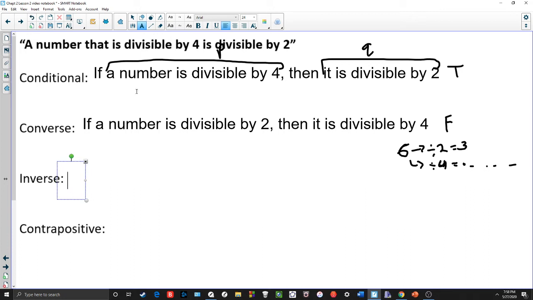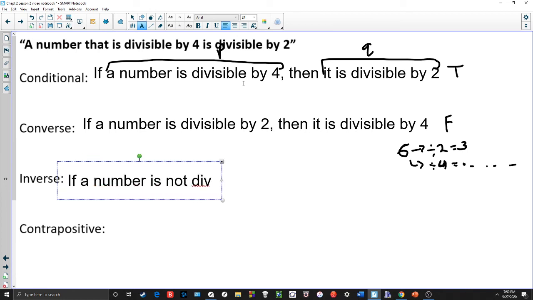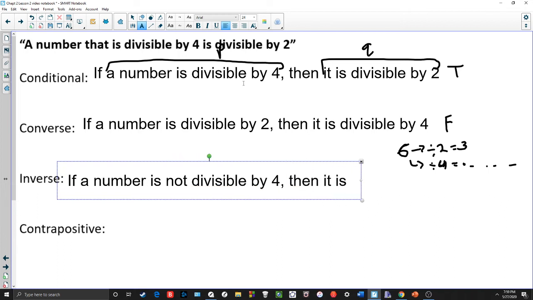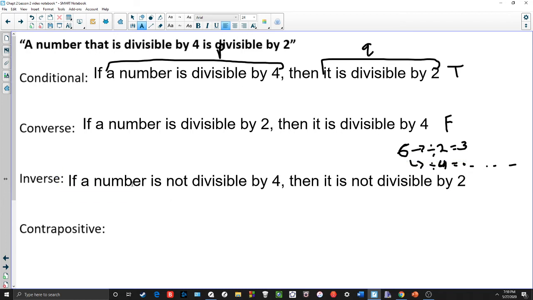So the inverse is the negation of the conditional. So the conditional is if a number is divisible by 4, then it is divisible by 2. The inverse would be if a number is not divisible by 4, then it is not divisible by 2. So negate the first part, and negate the second part.